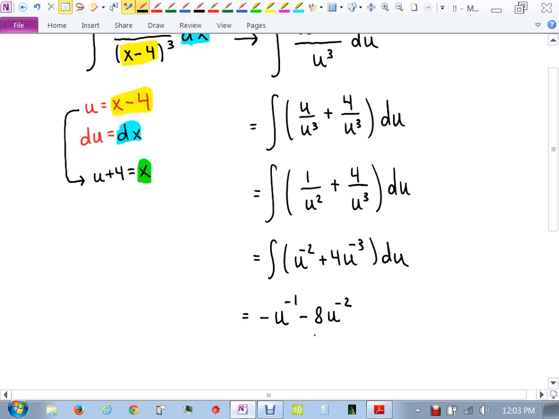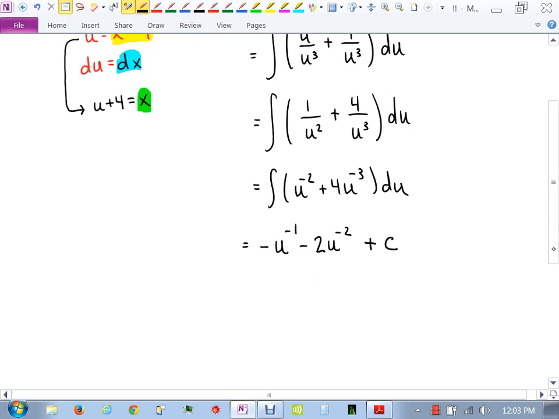You need... When you take the derivative of it, you should get back what's up there. So what's it got to be? I'm trying to avoid having to show all the detail. Is this good or no? We happy with that? Okay. Plus C? All right. Now, replace u with x minus 4. And we're there, right?